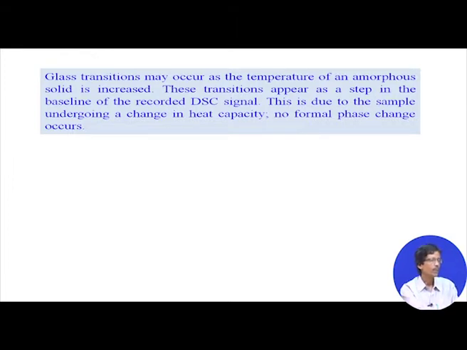Similarly, DSC will also record the corresponding temperature TG in this fashion, as a step in the baseline of the recorded DSC signal. So, when we have the recorded DSC signal, we get a corresponding step like that of your TG plot for this recording of your TG temperature. This is due to the sample undergoing a change in heat capacity. No formal phase change occurs. So, here we do not have any formal phase change, but the heat capacity is changing at the point of your glass transition.